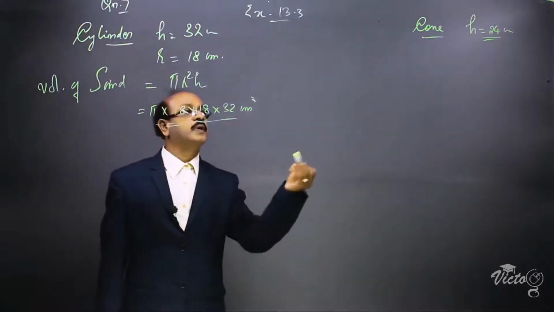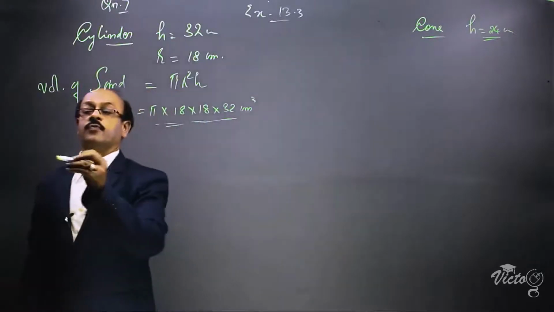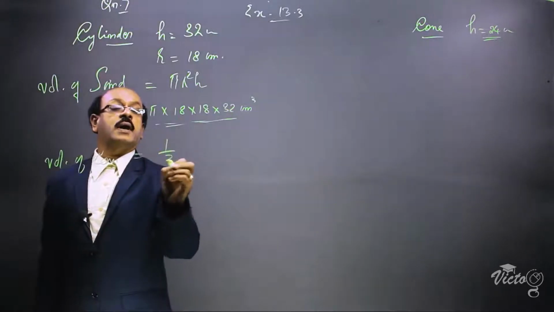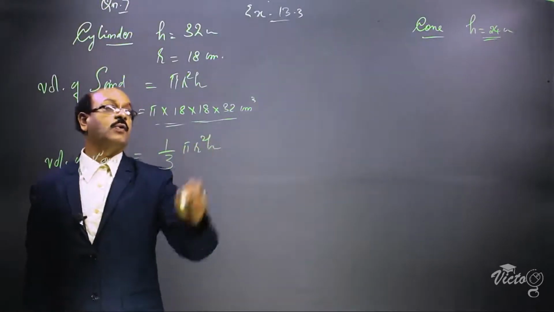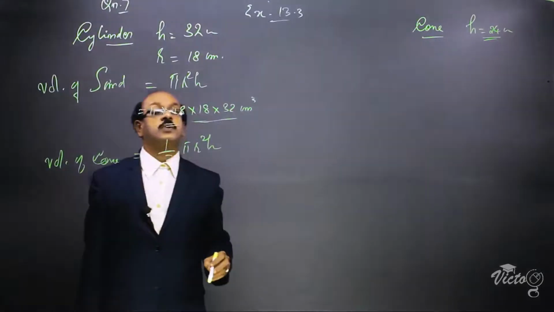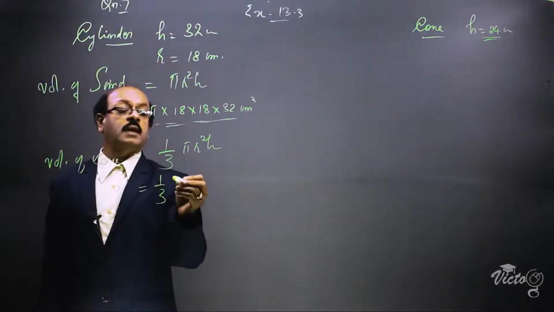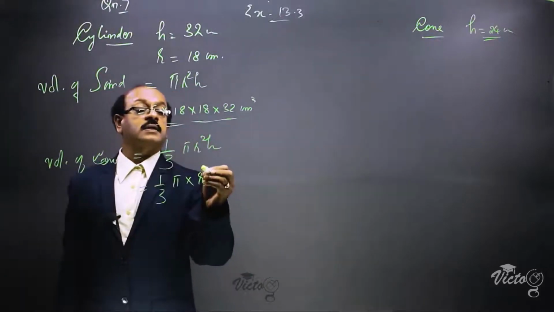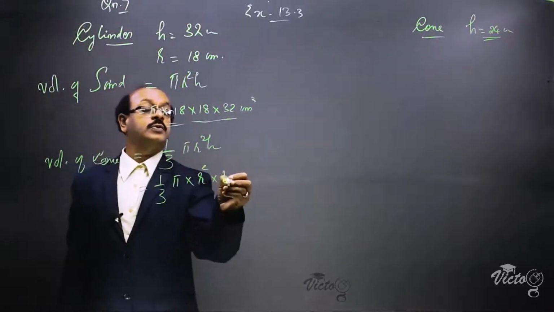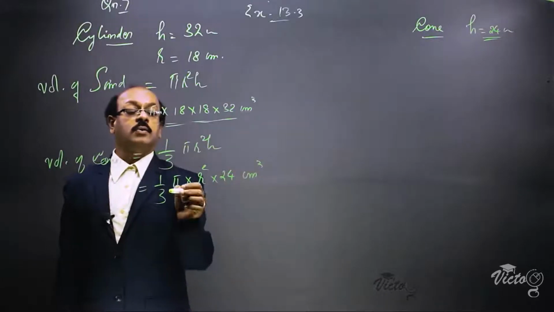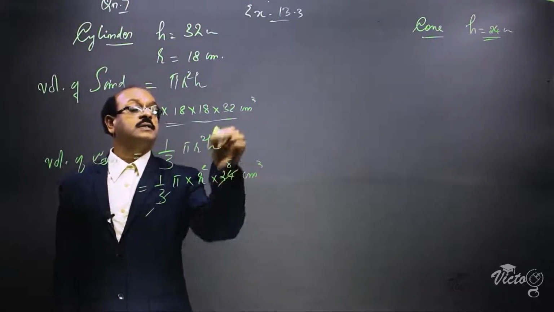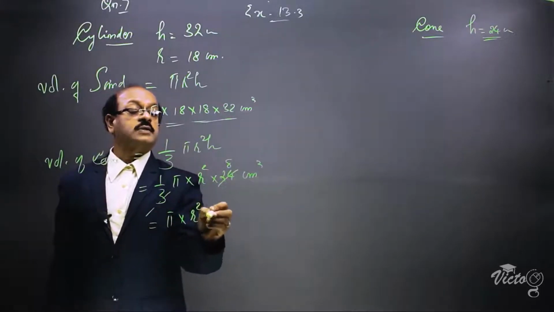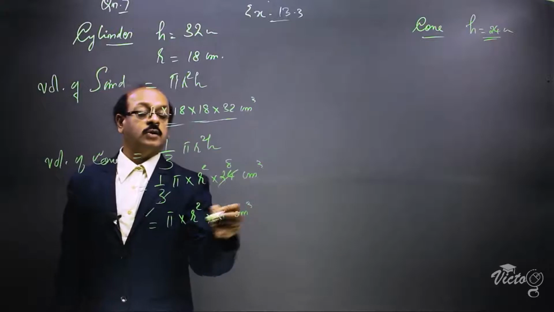Now, it is transferred into the shape of a cone. Volume of cone, formula is 1 by 3 pi r square h. Giving values, 1 by 3 pi into radius, we do not know the radius, so write it as r square into h, h is equal to 24 centimeter cube. Now 3 and 24 get cancelled, it is 8. So the volume of cone is equal to pi into r square into 8 centimeter cube.